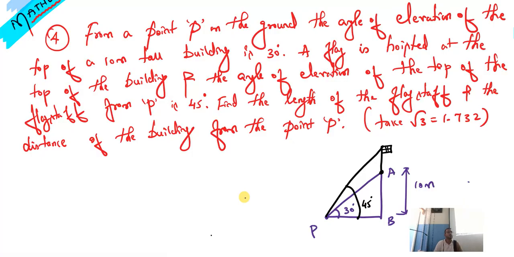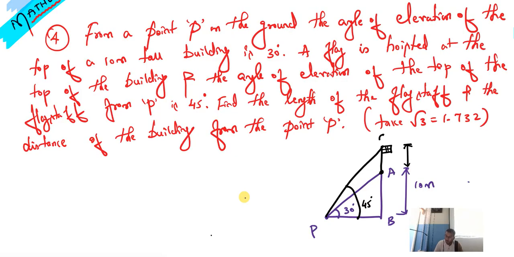Concept is clear? Yes, sir. First, when we see the top of the building, the angle of elevation is 30 degrees. When we see the top of the flagstaff, the angle of elevation from the same point P is 45 degrees. Now, my dear students, the question is, find the length of the flagstaff. It means they are asking for this height.